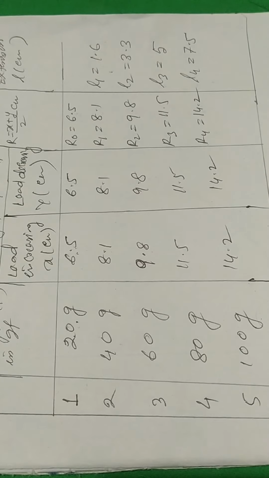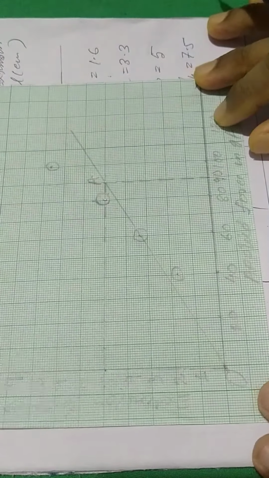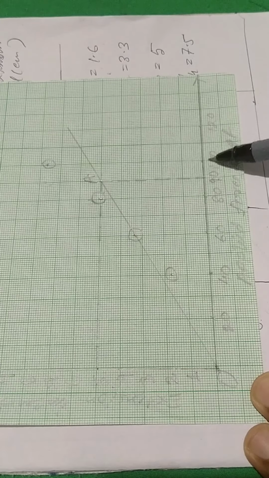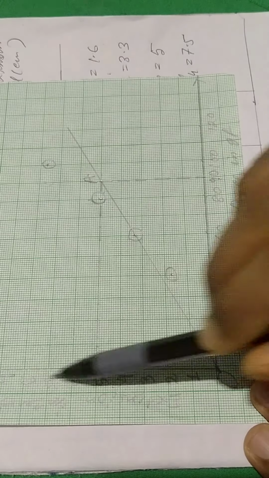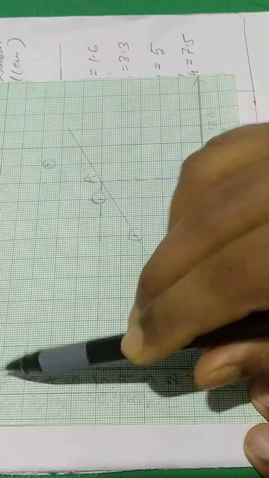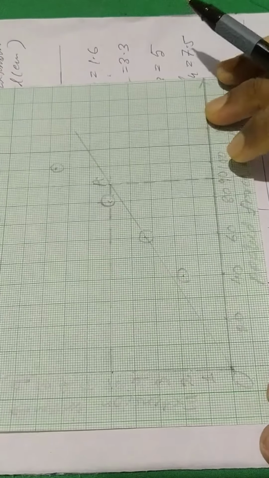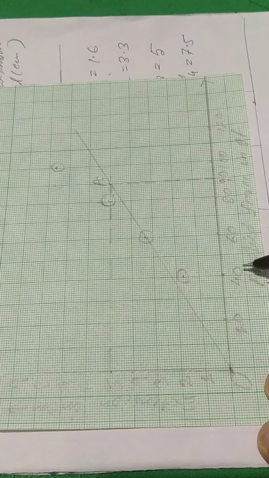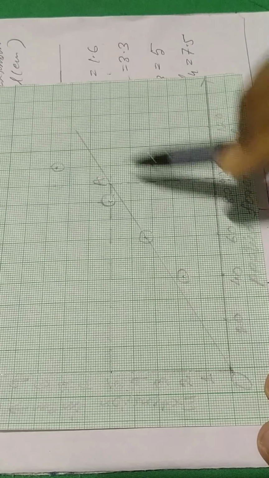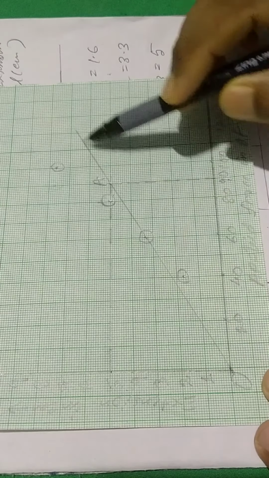These values we have to plot on the graph paper. The graph will be load versus extension. If you plot the graph, it will be like this one. So load is 20, 40, 60, 80, 100, 120, and extension is on the y-axis, 1, 2, 3, 4, 5 up to 9. Plotting the different values, 40 gram, 60 gram, 80 gram, 100 gram, your graph is like this.